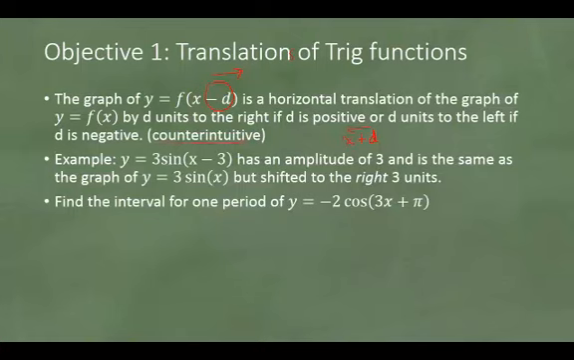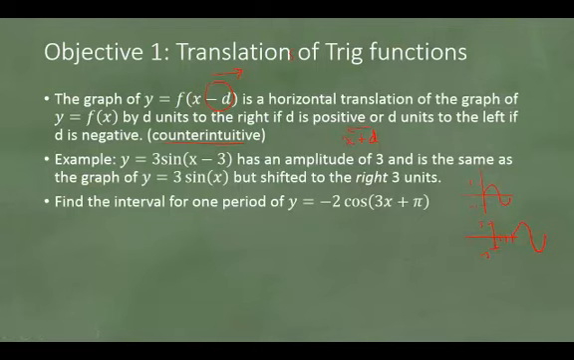It's counterintuitive. So for example, y is equal to 3 sine of x minus 3. It looks kind of like sine x, right? Sine x looks like that. But 3 sine of x minus 3 is going to be shifted not to the left, but to the right 3. 1, 2, 3. So it's going to look like this. And it's actually going to be higher. It's not going to go from negative 1 to 1. It's going to go from negative 3 to 3.